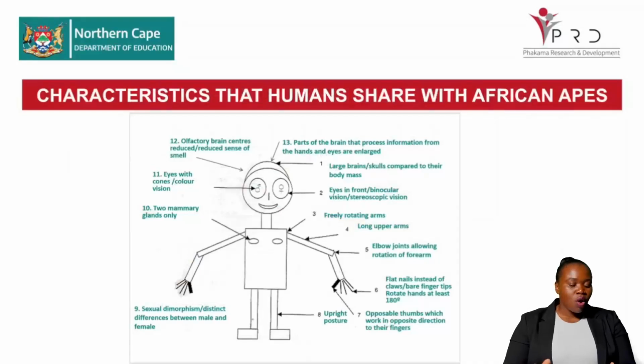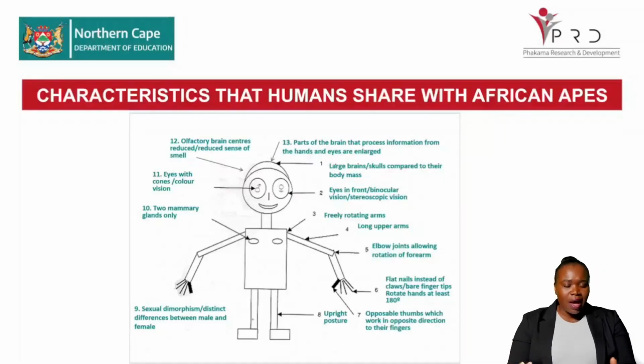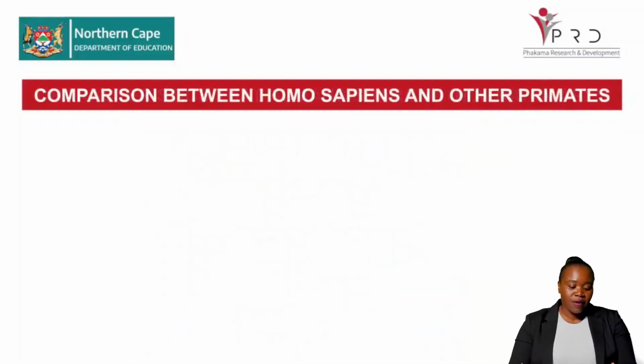You should know all of these: the large brain similarities, being able to see organisms or things in front of us, the ability to rotate the arms, the upright posture, and the flat nails instead of claws. So those are some of the similarities. Have a look at the similarities and just remind yourselves of those.